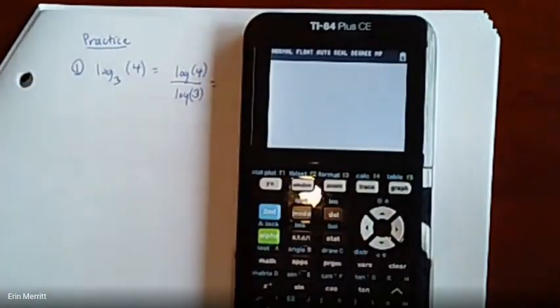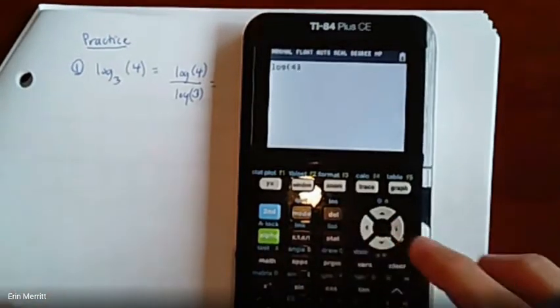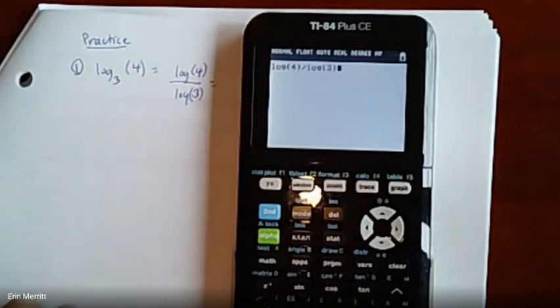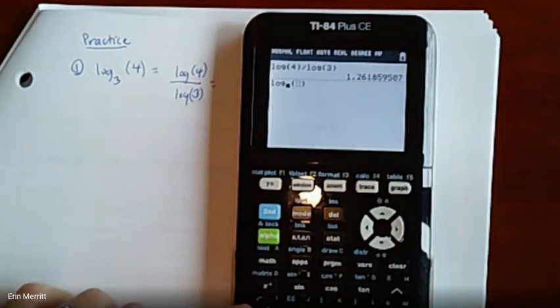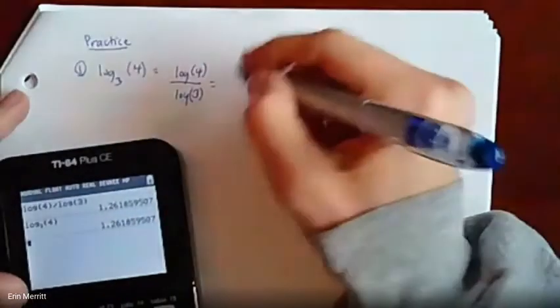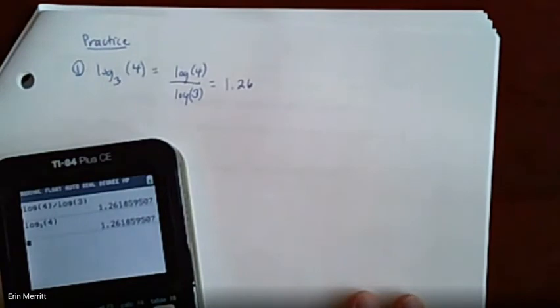So like I just said, you're either going to go log of 4 and then divide it by log of 3. Or you're going to go to math, log base, and then you're going to type in the base of 3 and then type in the 4 here. Either way, you should have about 1.26, we'll say. Nearest hundredth sounds good, right?